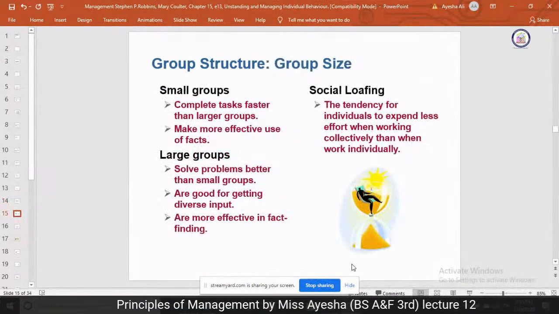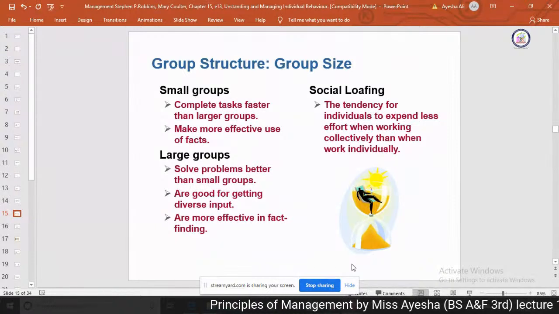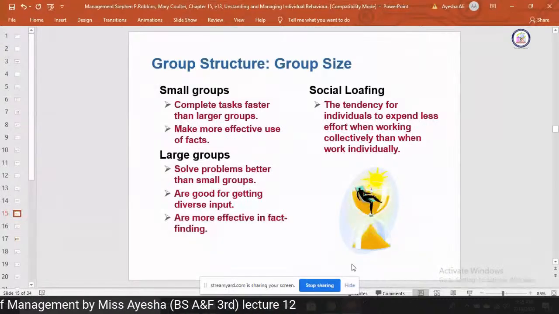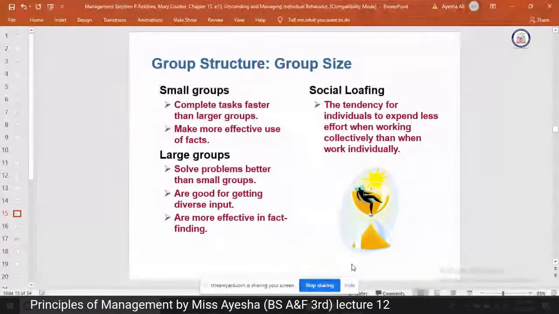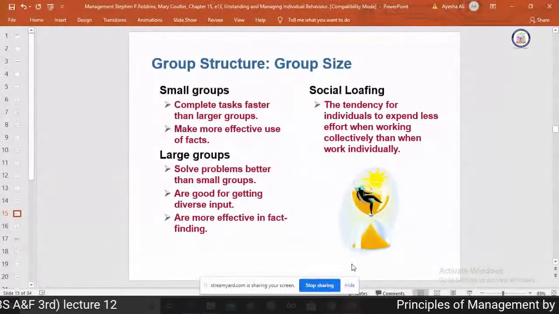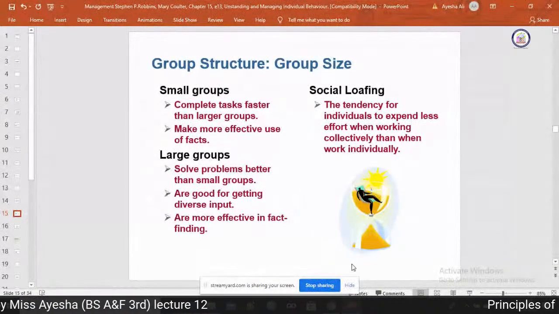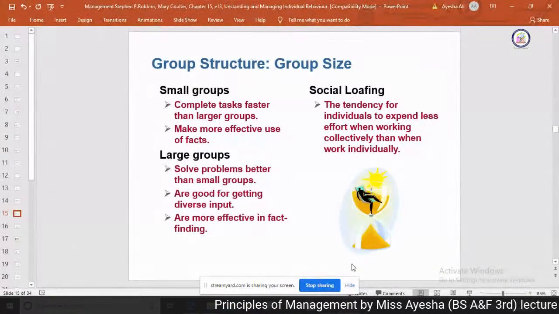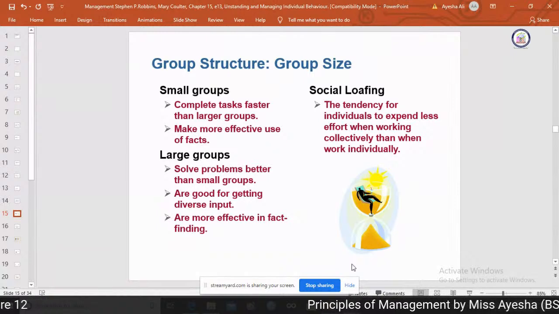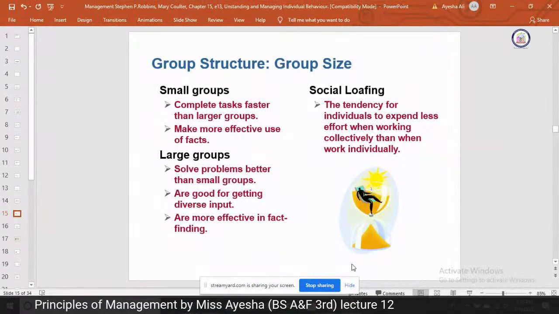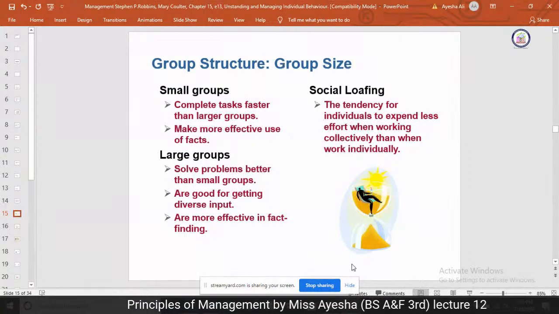So then we have the type of group and structure and size of group. Small groups complete their task faster than larger groups because they have easy, short-term tasks, and they are more effective in use of facts, and these are groups made for short-term goals or small tasks. And large groups basically have good problem solving skill because they have a larger number of people and are good for getting diverse inputs, and they are more effective in fact finding. So they are more effective in the collection of data and fact finding.